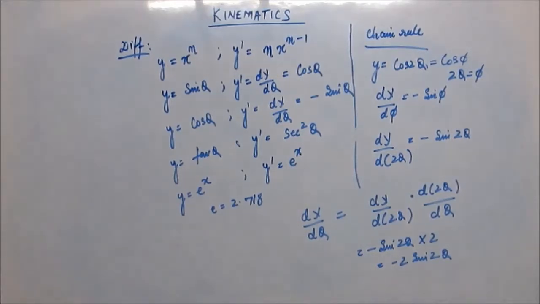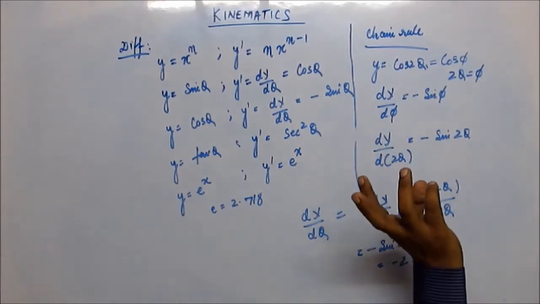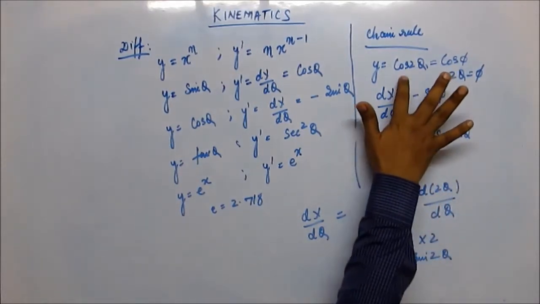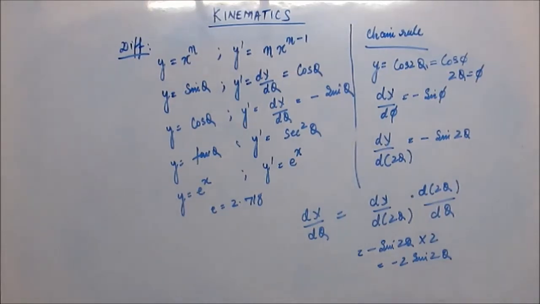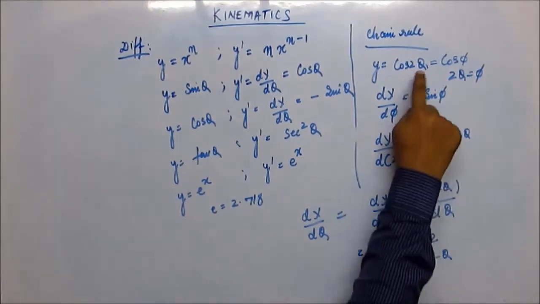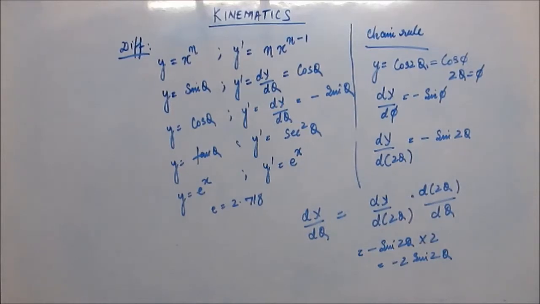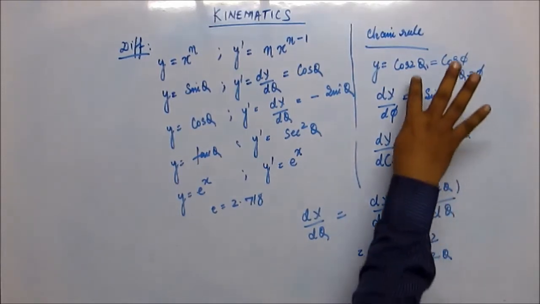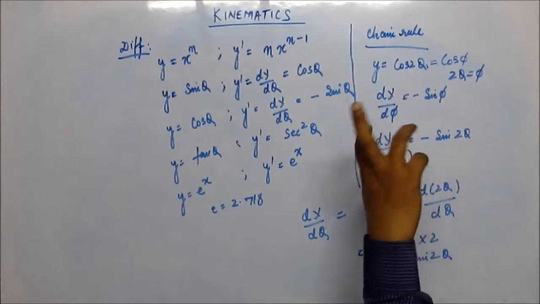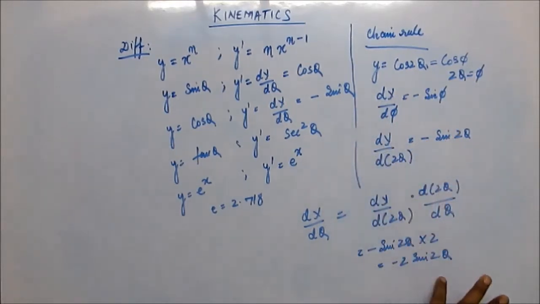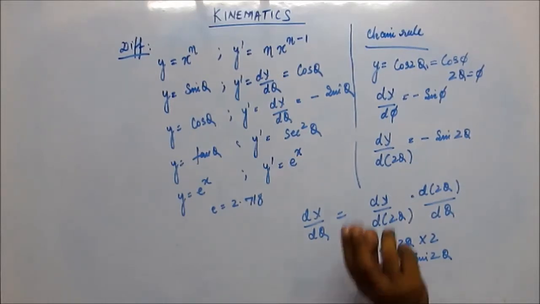The way you do it is you differentiate cos 2 theta in terms of 2 theta. So differentiation of cos 2 theta is minus sin 2 theta, and then you multiply by the differentiation of 2 theta. So first you differentiate only the cos part, considering it to be cos theta. You don't worry about the argument of the cos, what is within the cos. Whatever the differentiation of cos is, simply write that. Differentiation of cos is minus sin. So just simply write minus sin 2 theta and then differentiate the argument.